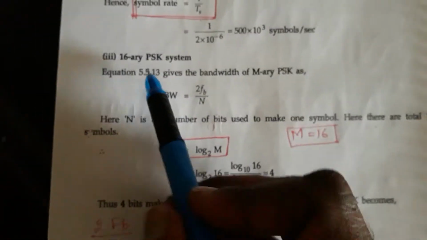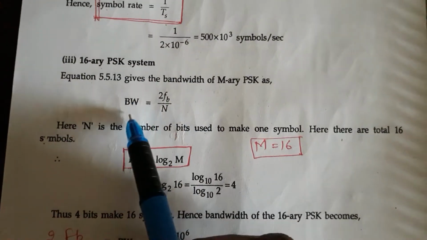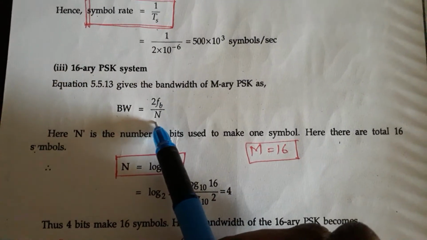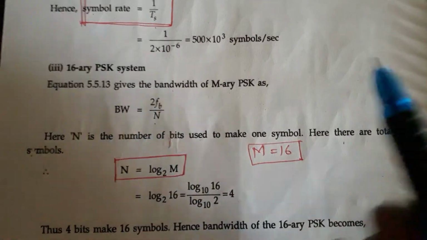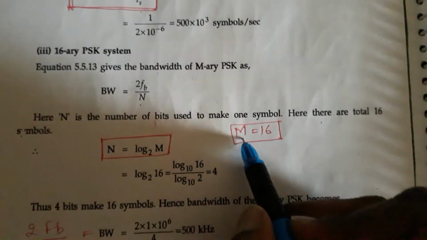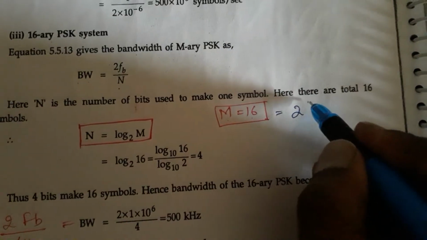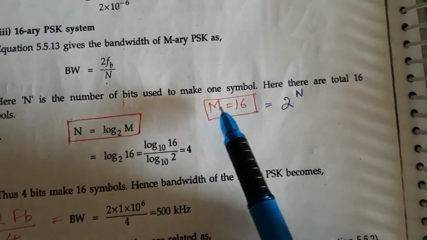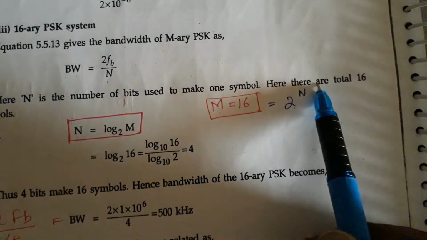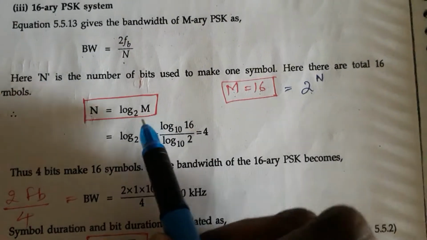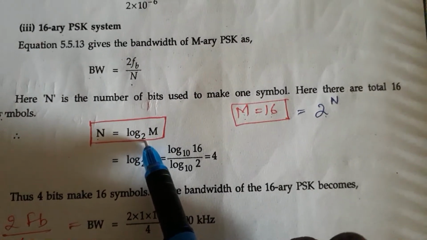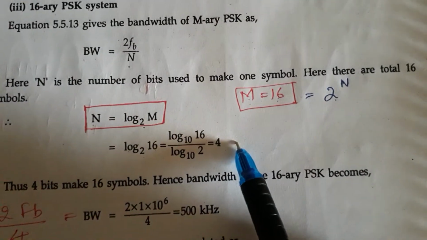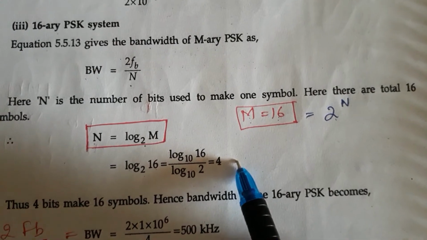Now 16-array PSK. Already we have explained bandwidth, right? 2FB divided by N. So 2FB divided by N. That is, M is equal to 16. That is 2 to the power of N. That means this M is equal to 16, equal to 2 to the power of N, which means I can get the value for N. Remember, it is log 2 because we are dealing with binary data. So log 2 of 16 is 4. Your ITC have already done this part.